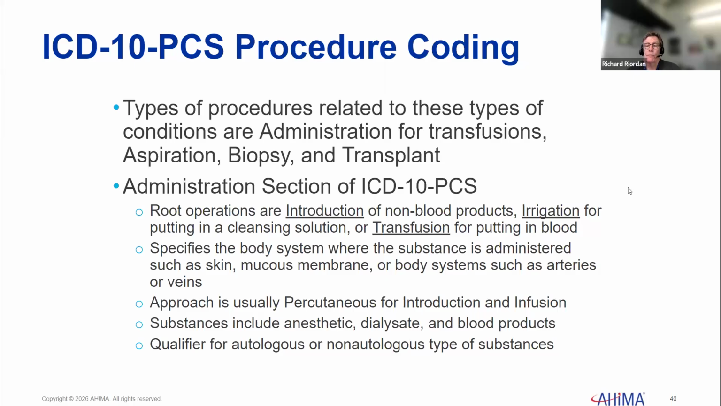Transfusion, right? Putting in blood, right? And you also need to specify the body system where the substance is being administered, right? So is it coming through the skin, the mucous membrane, or arteries or veins? The approach for blood products will usually be percutaneous for introductions and infusions, right? The substances could either be anesthesia, dialysate, blood products, and the qualifier is for autologous and non-autologous types of substances.